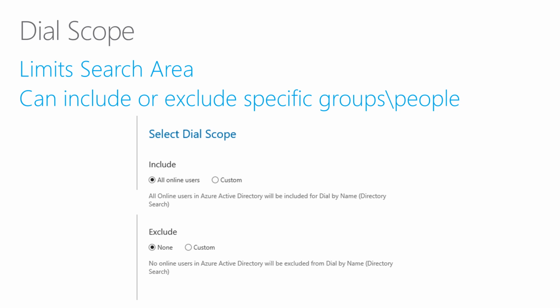So the dial scope, we talked a little bit about that. This limits your search area. You can include or exclude specific groups or people. The nice thing you can do is, for example, select a dial scope and say, I want to be able to search all online users, and then exclude a custom group, and your custom group would be your management.